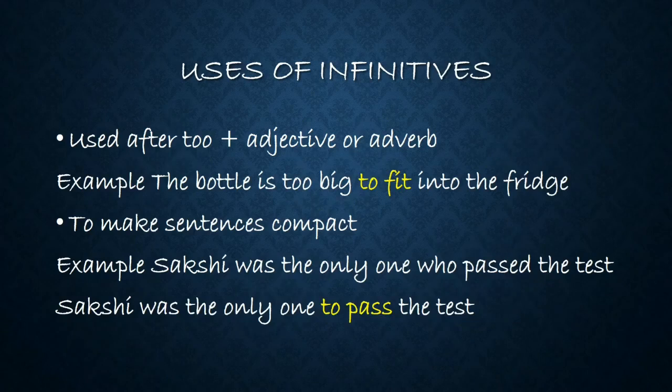Some other uses of infinitives: they are used after too, followed by an adjective or an adverb. For example, the bottle is too big to fit into the fridge. Too, adjective big, followed by to fit. It can also be used to make sentences shorter. Compact over here refers to combining sentences or rewriting them in a better way. Example, Sakshi was the only one who passed the test can be written as Sakshi was the only one to pass the test.